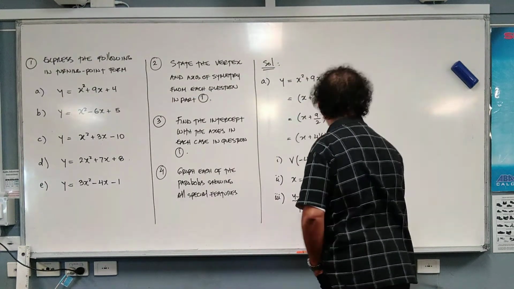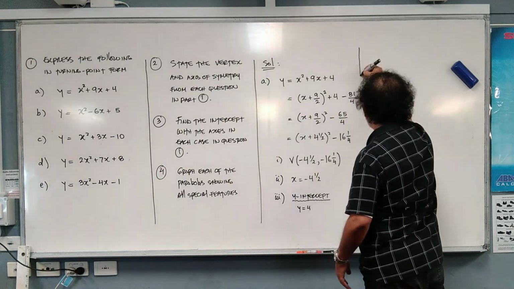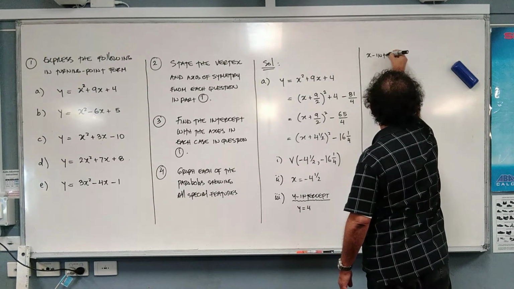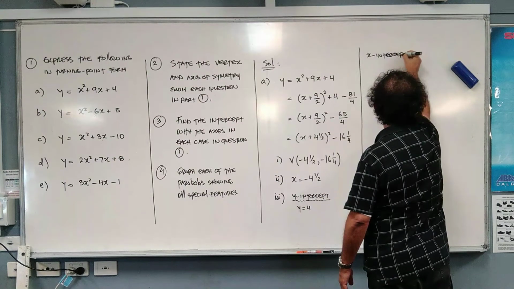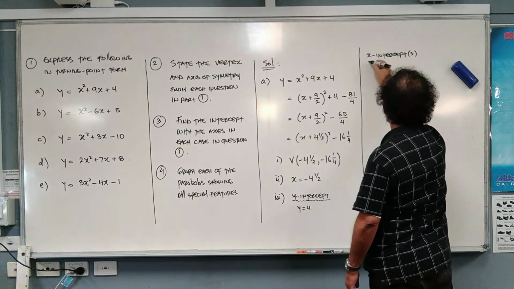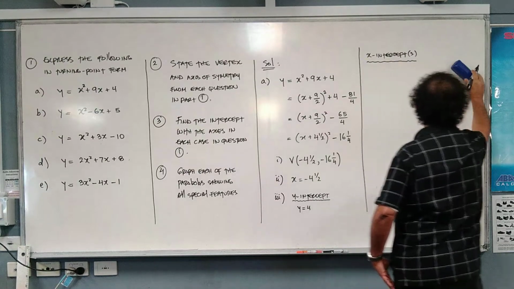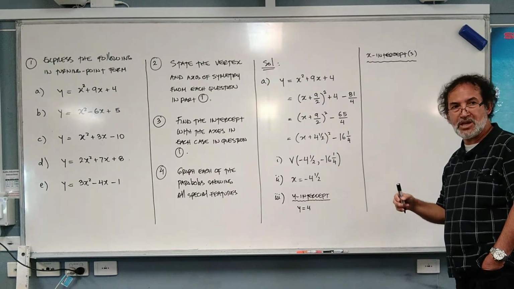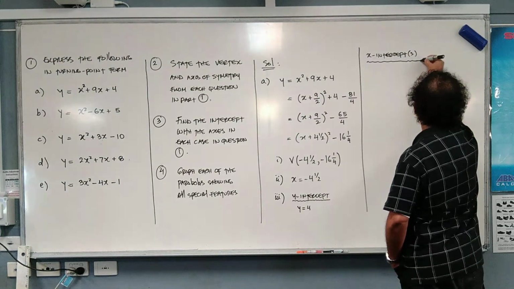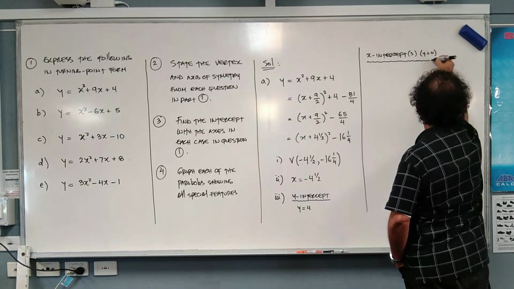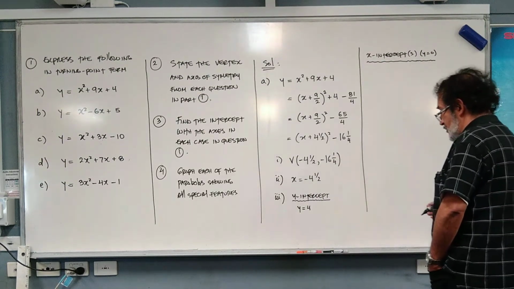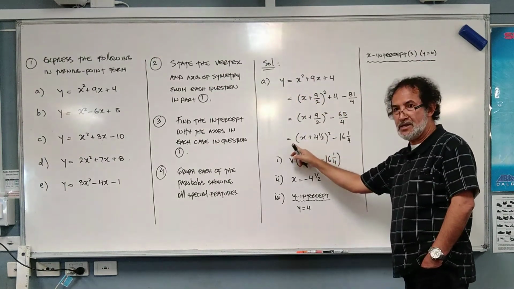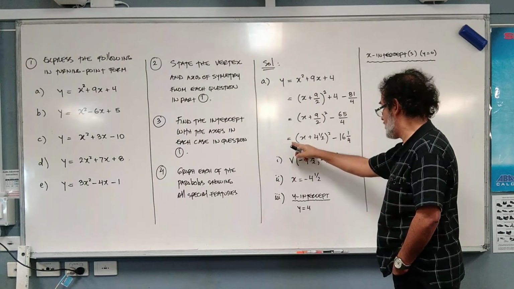And for the x-intercept, I'm going to continue here. X-intercept. I said to you once that if you want to find the x-intercept, you have to make y equals 0 and solve the equation. So I'm going to put it in here. Make y equals 0. We can make y equals 0 in here or in here, it doesn't matter. I'm going to make y equals 0 in that expression.